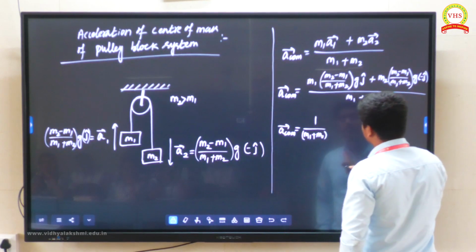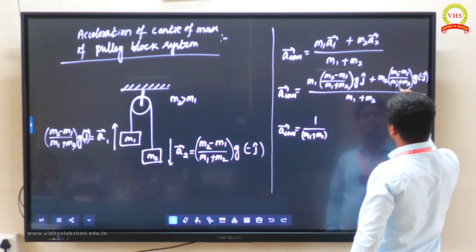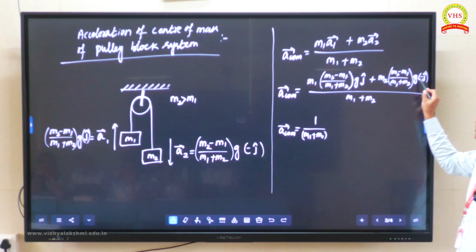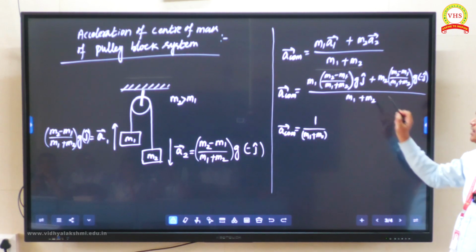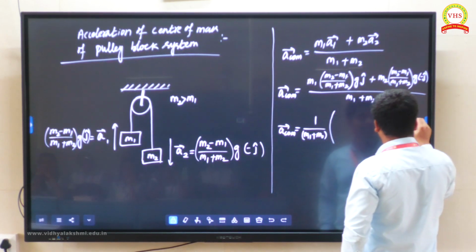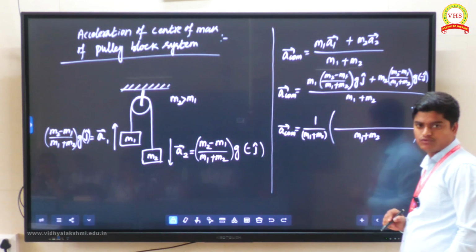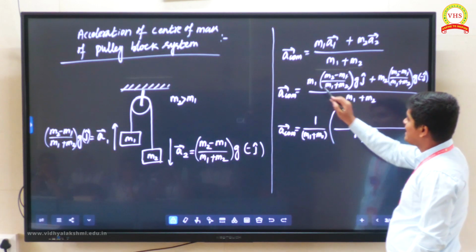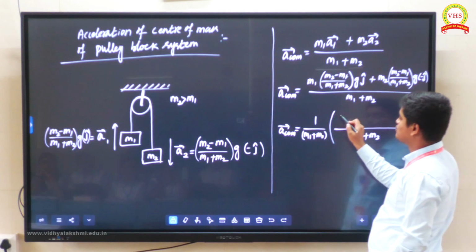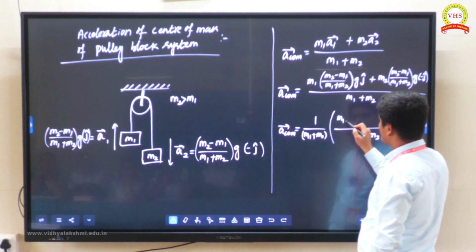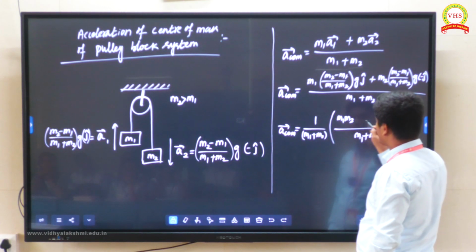And up now, this m1 will be multiplied here with g j cap. This m2 also will multiply here with g and minus j cap. And here what will I write? I'll write together here. So I took LCM, how much? m1 plus m2. Now what I did, m1 I multiplied here with m2. So it will be m1 into m2.